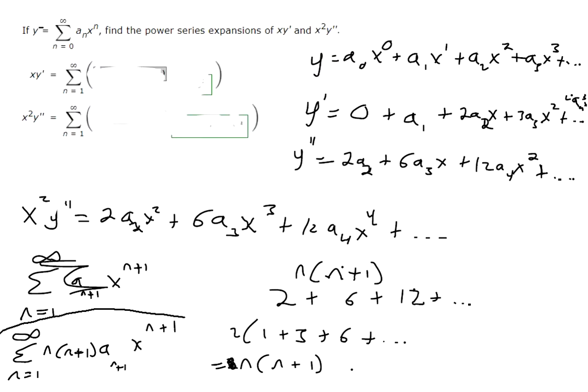And again, you can test out these terms. You can plug in n equals 1, and it's matching the pattern that we found from the second derivative times x squared. Plug in n equals 2, matches what's happening here.